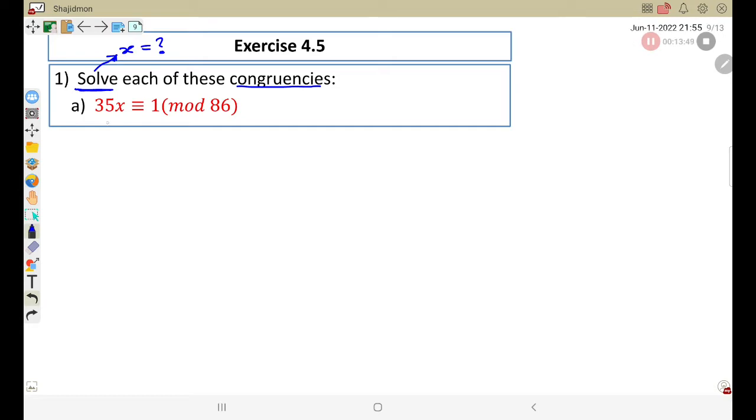So what is the linear congruence form? Ax congruent to 1 mod m. This is the general form of the linear congruence. So just write what our a number and m number are. In ax, the number behind x is the a number, so 35. And what is our m number? In mod m, the number here is 86. So be careful with these two numbers first: a number is 35, m number is the modulo number, 86.